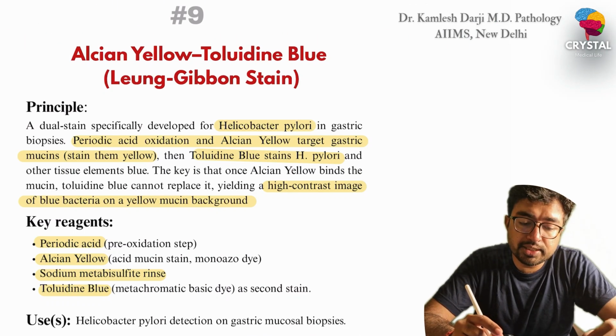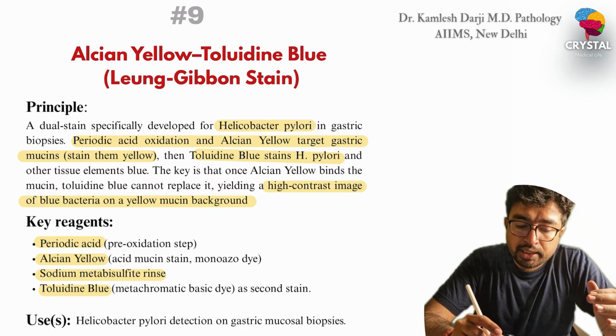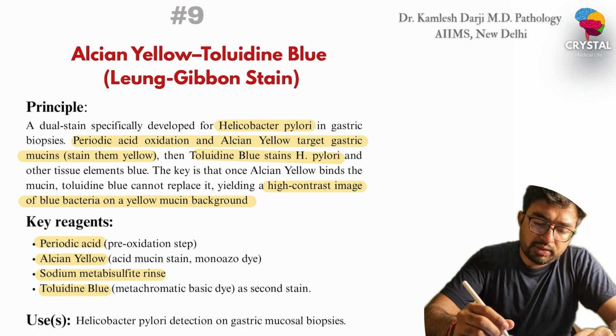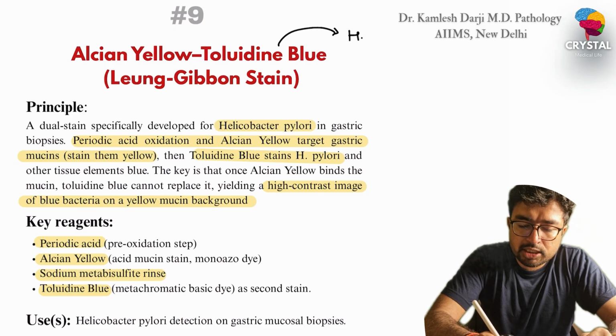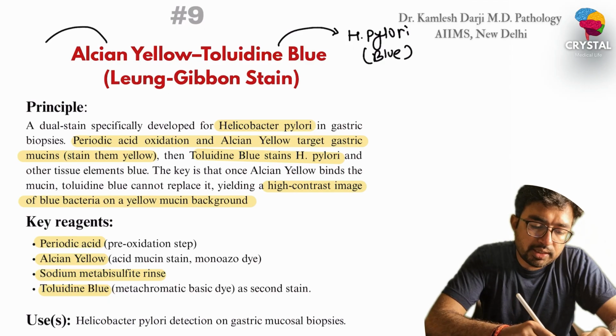Next stain is the Alcian yellow toluidine blue Leung and Gibbon stain. So do not worry about this name. This toluidine blue will stain H. pylori blue in color, and the Alcian colors mucin yellow.